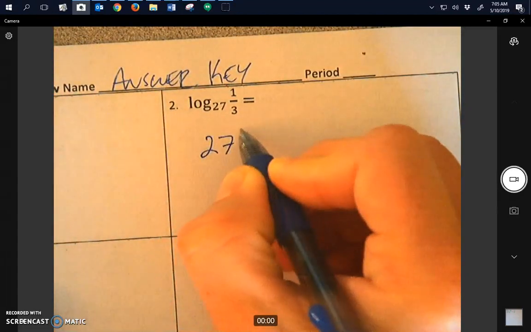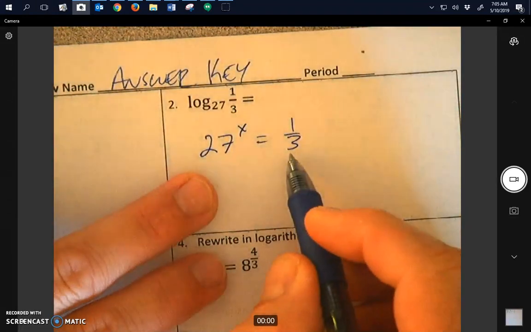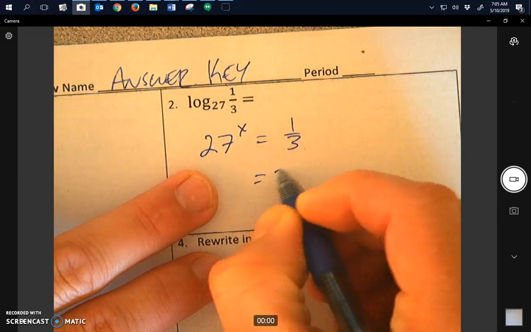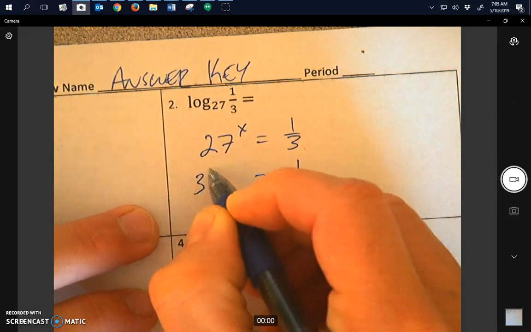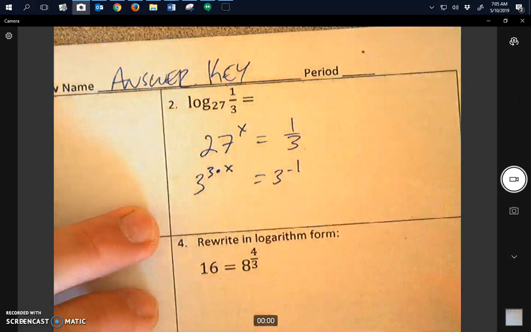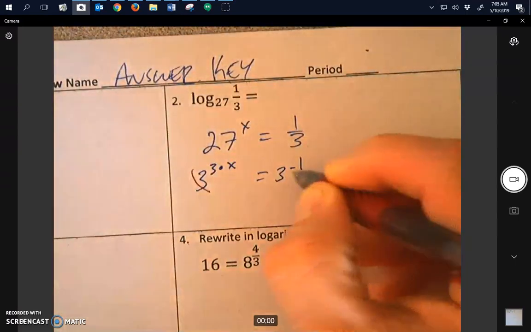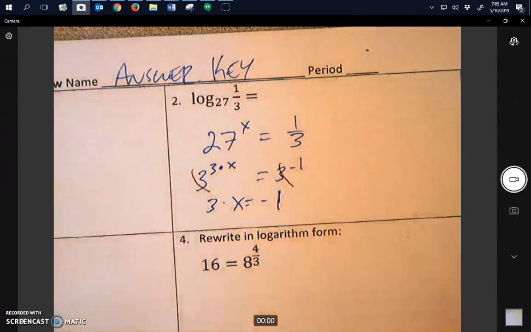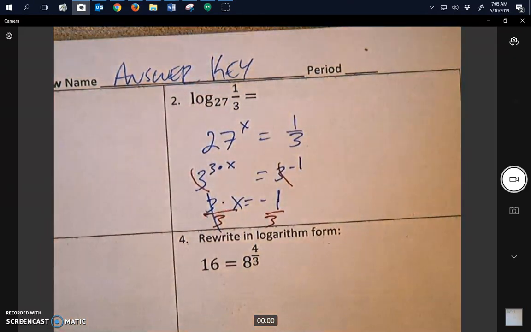27 to what power equals 1/3? All right, well, we don't have the same base, so let's try and convert these bases to the same base. This can be rewritten as 3 to the negative 1, and 27 can be rewritten as 3 to the 3 times our original x. That has not gone anywhere. Now we can cross off our 3's, and we have a simple algebra problem remaining. We divide both sides by 3, and we get x is equal to negative 1/3.